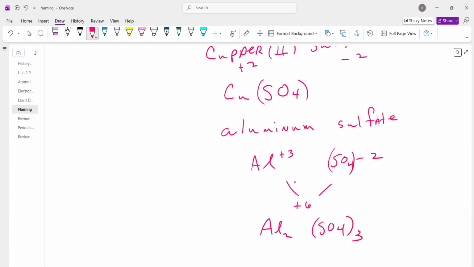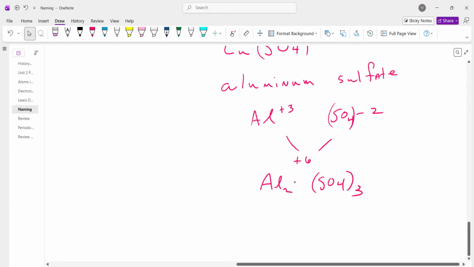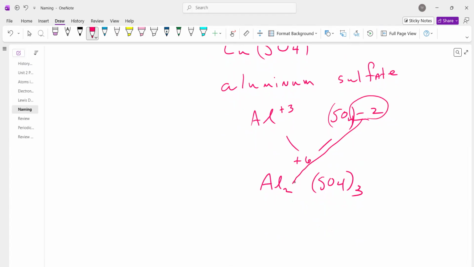So that's aluminum sulfate. Now, did you go like this? Now, this is what he was referring to, what I'm going to show you right now. It's the cross. What does cross mean? Sides are opposite, right? That's the cross. But the reason why the cross works is because of the common denominator concept.